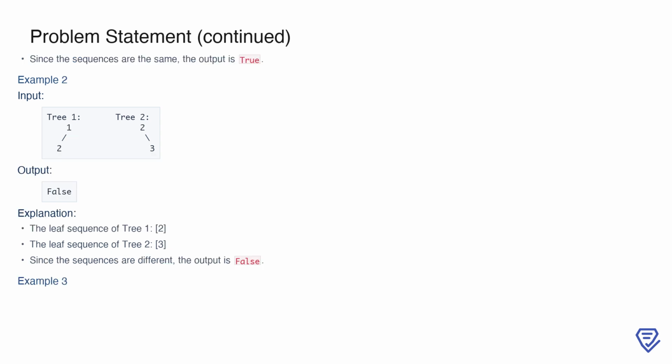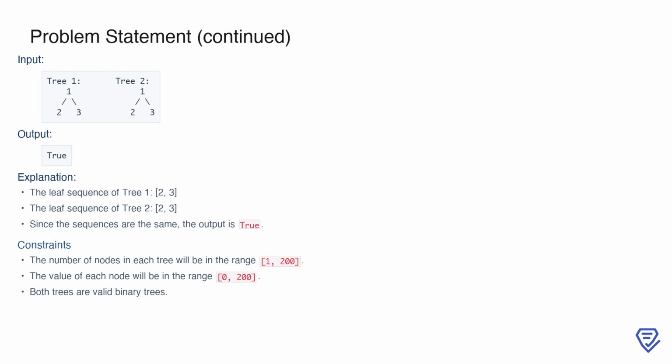In contrast, consider another example where the two binary trees have differing leaf sequences. In tree 1, the root node is 1, with a single left child, 2, which is itself a leaf node. In tree 2, the root node is 2, with a single right child, 3, which is its leaf node. The leaf sequence of tree 1 is 2, while the leaf sequence of tree 2 is 3. As these sequences are not the same, the function should return false. This demonstrates that even if the structure of the trees may look similar, it's the sequence of leaf nodes that determines whether they are leaf-similar.